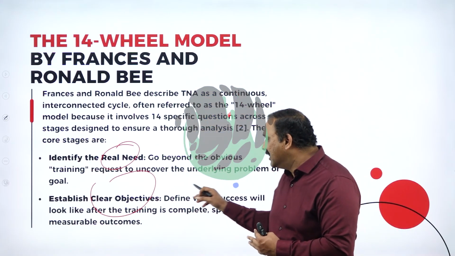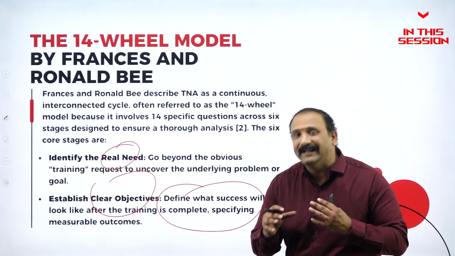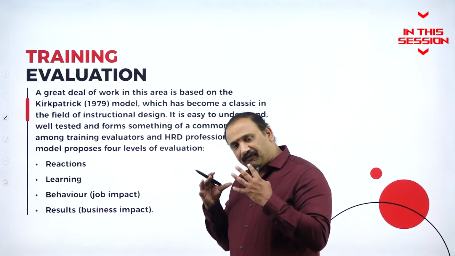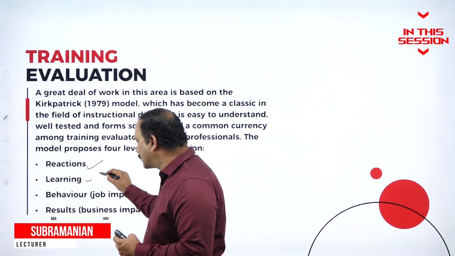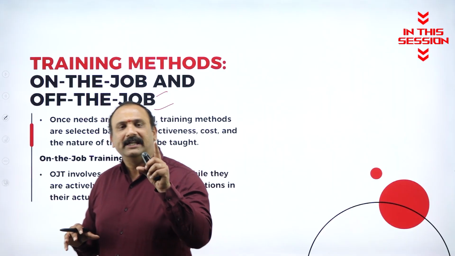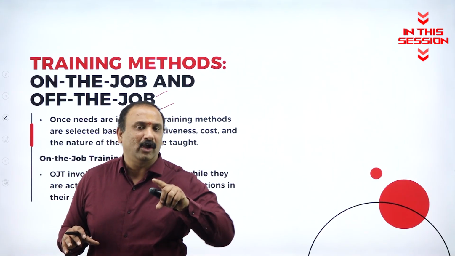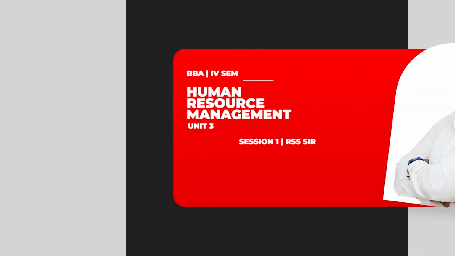Training has to have a very defined objective, trying to tell what it is all about. There are 4 factors that we are going to learn today. The first one is called reaction, next is called learning, then we talk about behavior and results. On-job training actually puts the employee in a more active role rather than off the job.